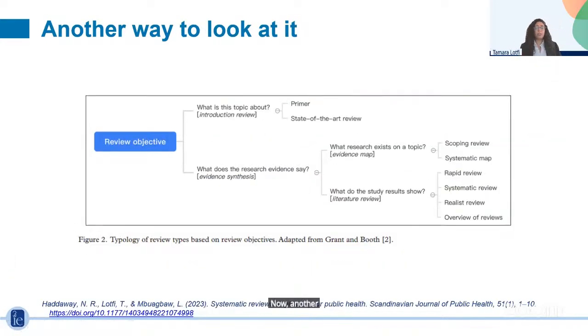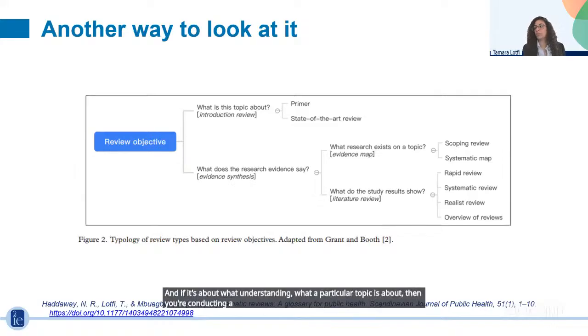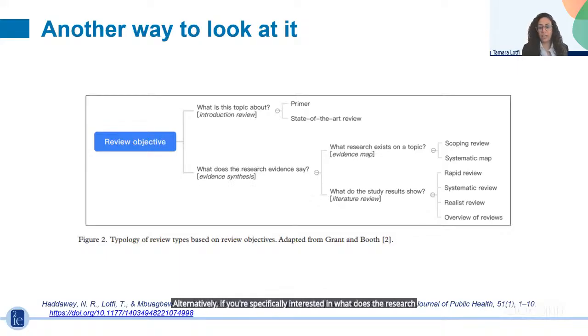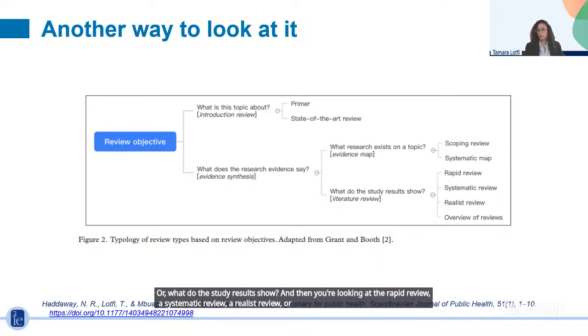Now, another way to look at it is by setting your review objective. And if it's about understanding what a particular topic is about, then you're conducting a primer or state-of-the-art review, so more of an introduction review. Alternatively, if you're specifically interested in what the research evidence says, that's where evidence synthesis comes in. And then you're either looking at what research exists on a topic, and so you conduct a scoping review or a systematic map, or what the study results show? And then you're looking at a rapid review, a systematic review, a realist review, or an overview of reviews.